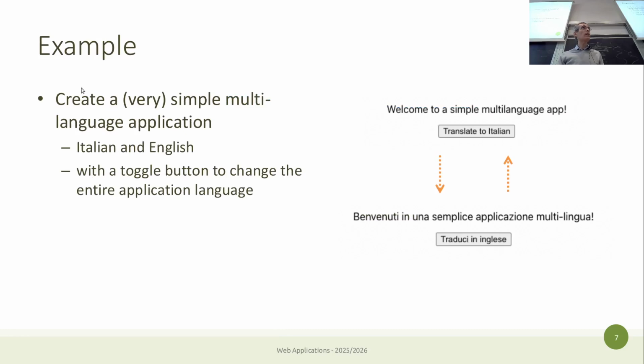Example. So let's see something practical. Create a very simple multi-language application, Italian and English, with a toggle button to change the entire application language. Of course, this is a very simple application. There are just two elements: a string, so some text, and the button with something written inside the button itself. But we want to do it with the context just to see how it works. And of course, in a bigger application that might be more interesting.